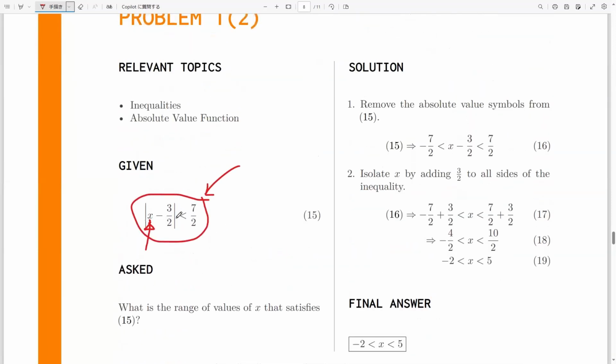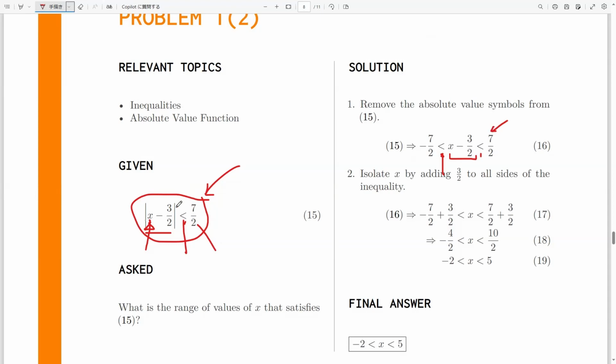And to do this, first we remove the absolute value signs. And to do that, all we do is we retain the expression here. So that's what we have here. And then we retain the inequality here. So that's what we have there. We retain this side, 7 over 2. And on the other side, we have this, and we just get the negative of this.